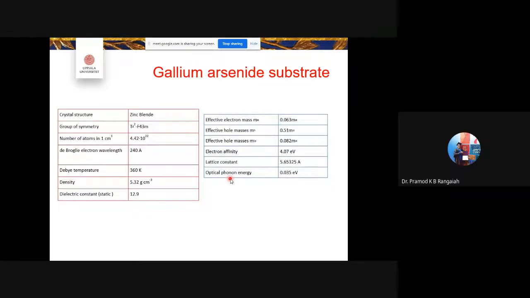If I'm talking about gallium arsenide substrates, a 12.9 dielectric constant means we should consider the crystal structure of it. And this is a gallium arsenide substrate I'm talking about. We should look at the density and number of atoms per 1 centimeter cube, electron wavelength, temperature, density and dielectric constant. And we should consider the effective electron mass and the Wolff's condition. Even though we are using an FET kind of device, we should still consider the effective masses, the affinity, the lattice condition and optical phenomena.